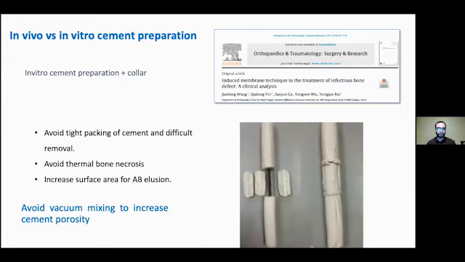cumbersome of the frame. Another method for preparation of the cement spacer is the in vivo preparation, where they prepare the cement outside and cut it into segments and then apply it inside the gap with the collar. This avoids tight packing of cement and subsequently difficulty of removal later on. A debatable issue, which is avoid thermal bone necrosis, which we discussed in the first case. And this method with more than one layer of bone increases surface area for antibiotic elution.